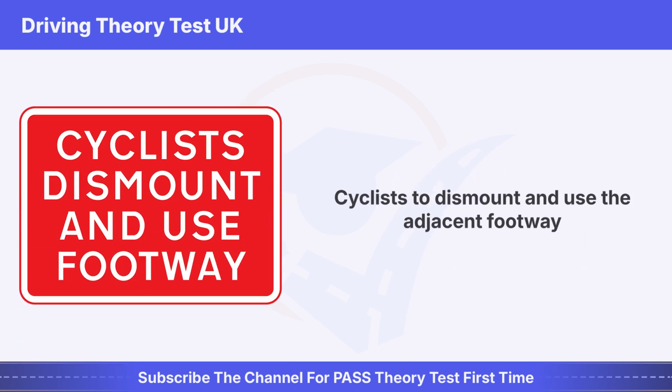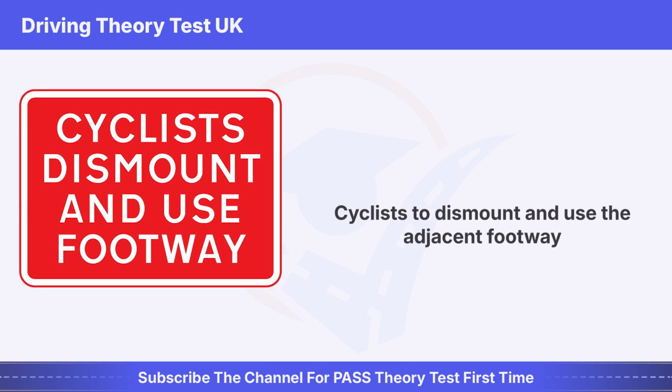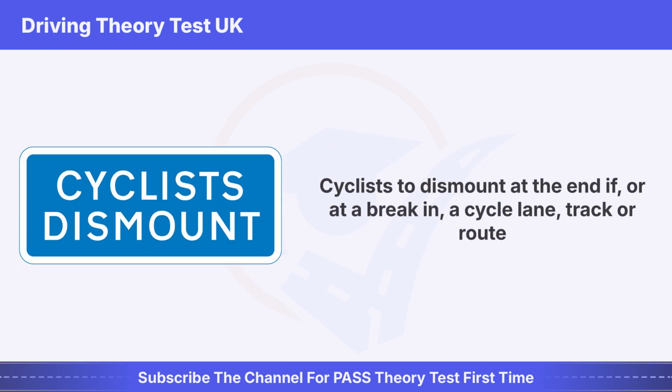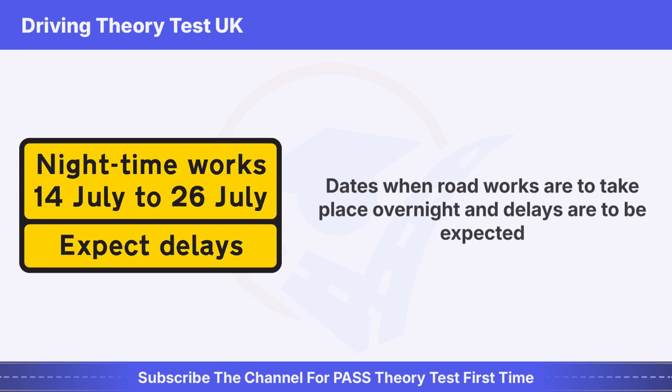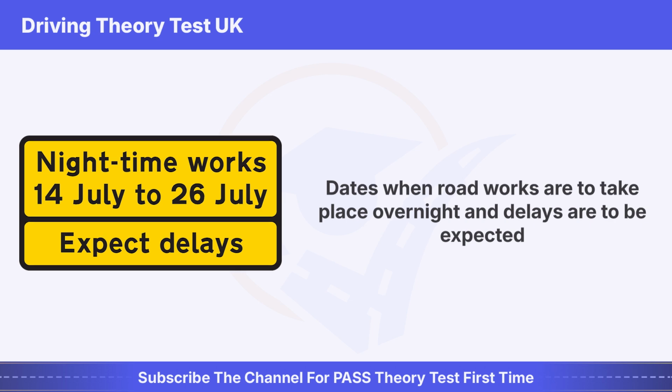Cyclists to dismount and use the adjacent footway. Cyclists to dismount at the end of, or at a break in, a cycle lane, track, or route. Other danger ahead. Plate beneath indicates the nature of the hazard. Dates when roadworks are to take place overnight and delays are to be expected.